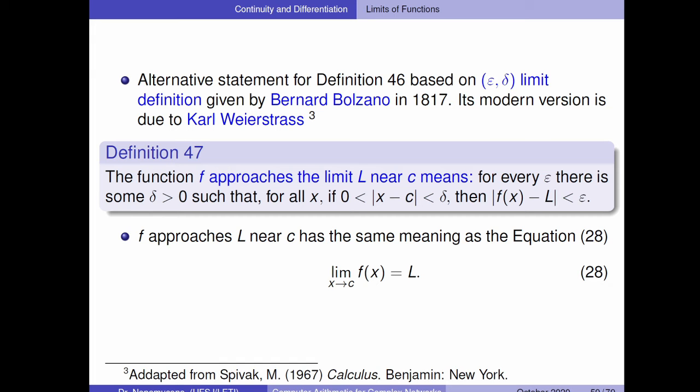The function f approaches the limit L near c means for every epsilon there is some delta greater than 0 such that for all x with 0 < |x - c| < delta, then the absolute value of the difference f(x) - L is lower than epsilon. You can write definition 47 in equation 28.